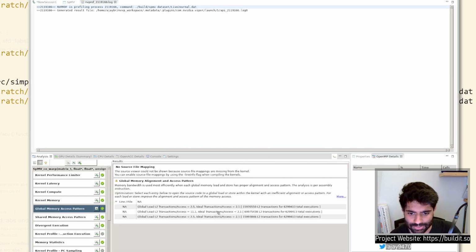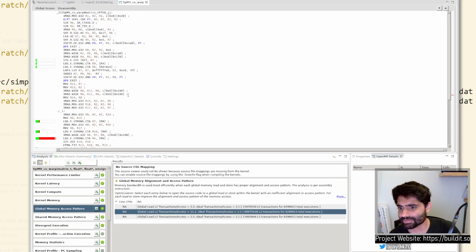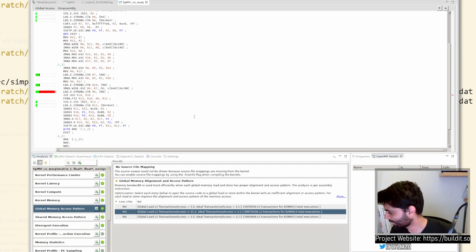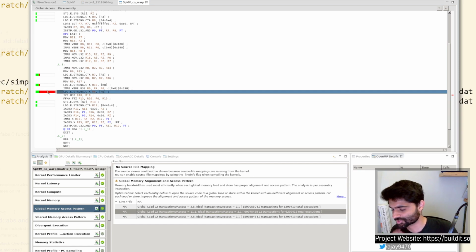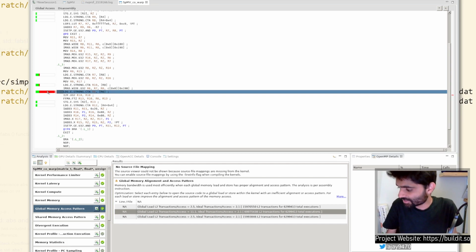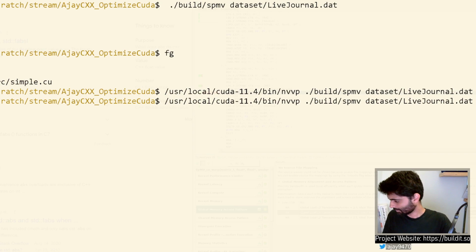Okay. So this one actually has somewhat better. You can see this load that we are doing, which goes and fetches the value from the dense vector, is still bad. In fact, it's worse than before, because this is still doing random accesses. Let me pull up the code for that if it's easier to see.